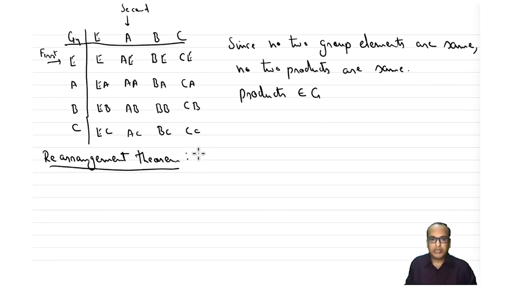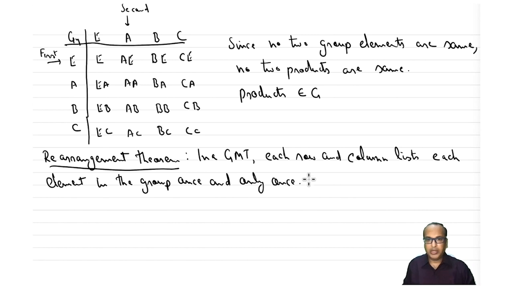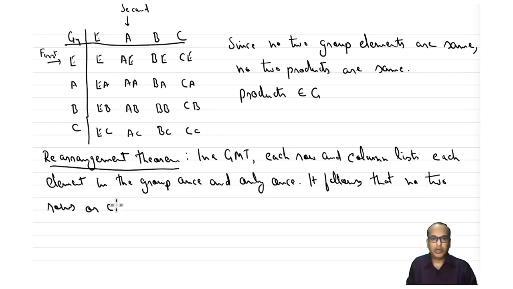So what is the rearrangement theorem? It says in a group multiplication table, each row and column lists each element in the group once and only once. This means it follows that no two rows or columns are the same. Okay, so all these rows and columns must be different.